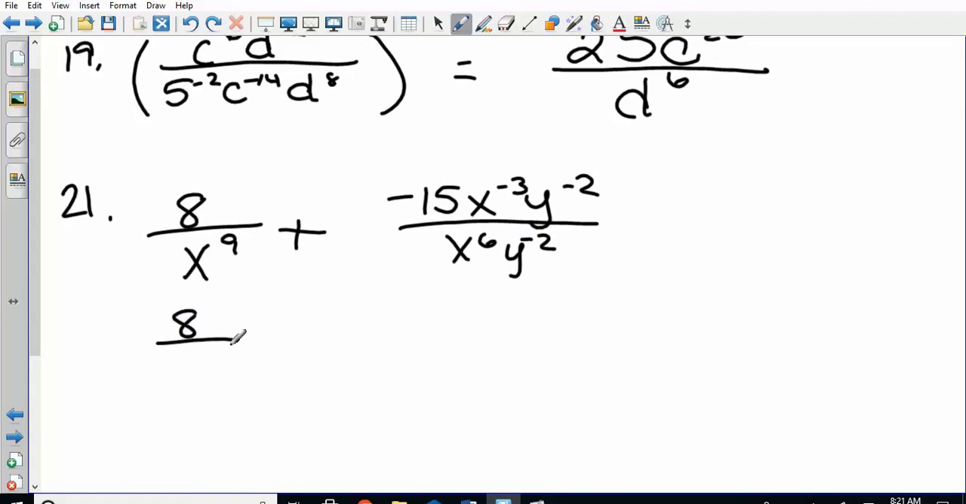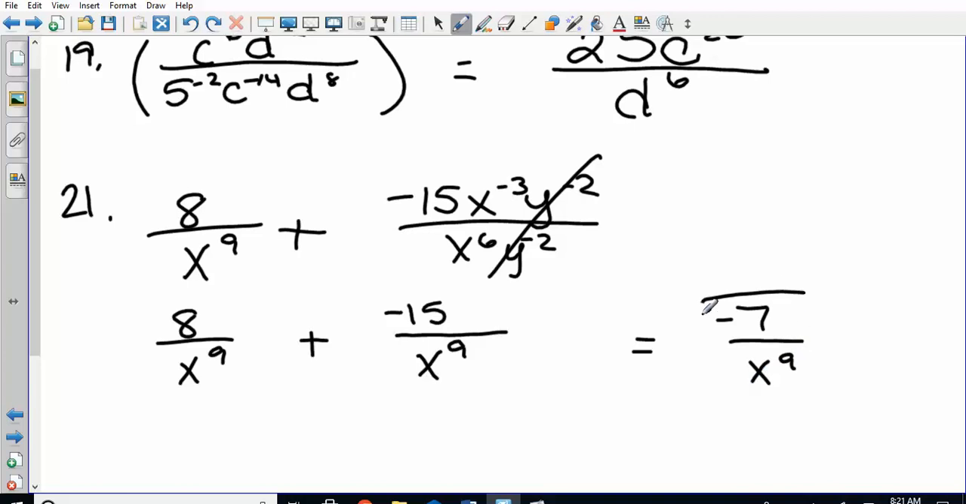So, if I start simplifying here, my x's, if I take those down, we have an x to the ninth on the bottom. What happens to the y's? Cancel. These are like terms, so you just add the tops. 8 plus negative 15 is negative 7 over x to the ninth.